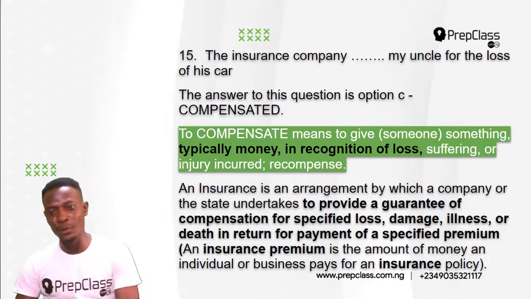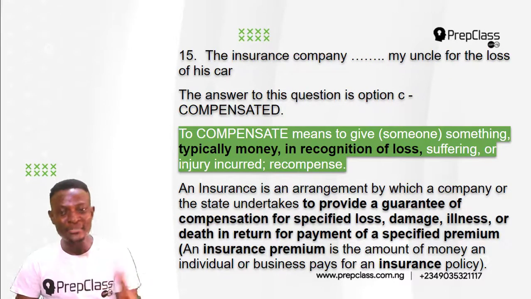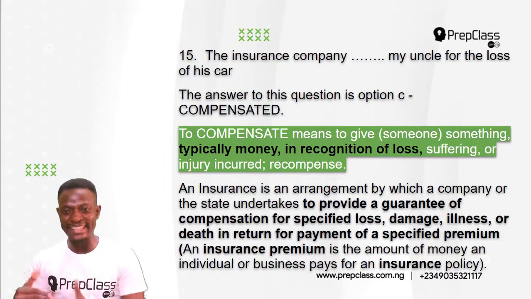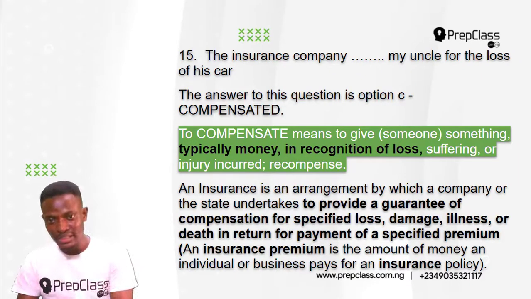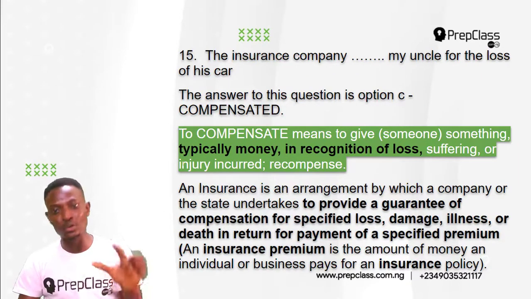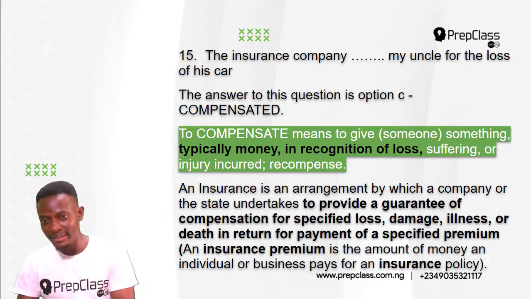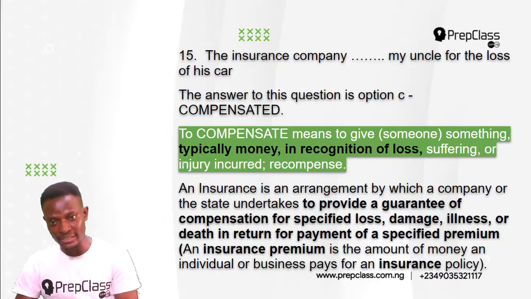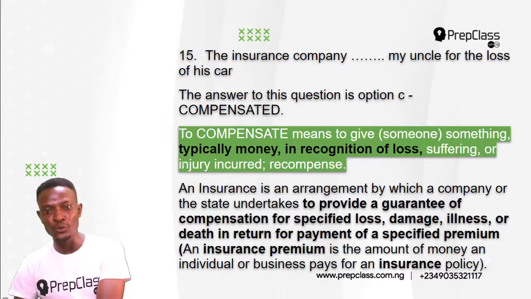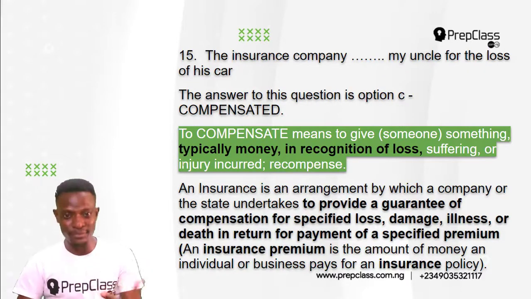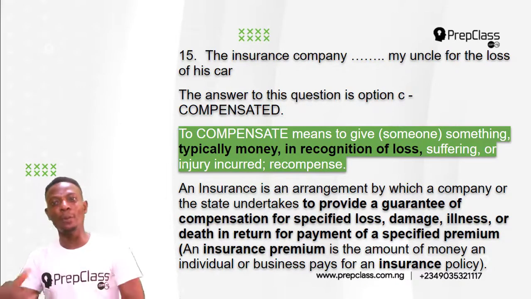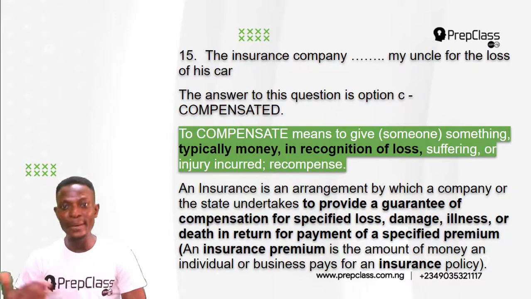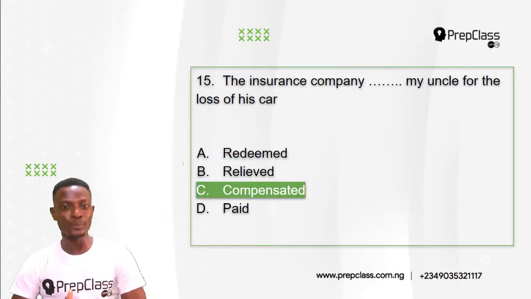Now, an insurance premium is the amount of money an individual or business pays for an insurance policy. When you are taking an insurance, you pay a specified amount of money monthly, or maybe weekly or yearly, as the case may be. That money is called premium. Now, that premium is going to serve as a guarantee of compensation for loss, damage, illness, or death. So if you are taking a car insurance, if your car gets lost or damaged, the insurance company is going to pay you a compensation. In the case of death, for life insurance, the family or the next of kin would receive the compensation. So the insurance company compensated my uncle for the loss of his car. They paid him for the loss of his car. The answer is option C.